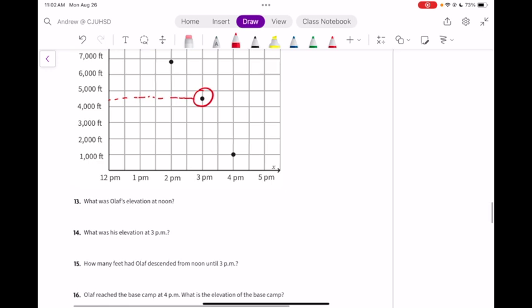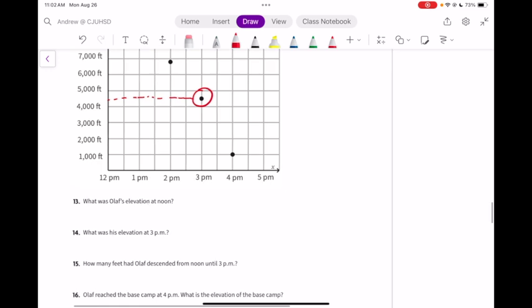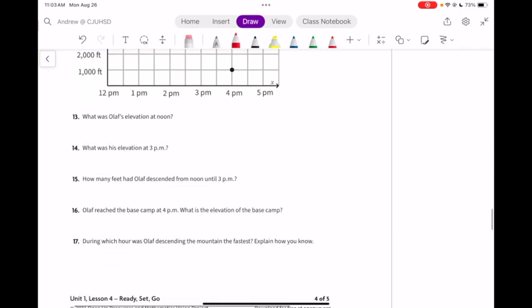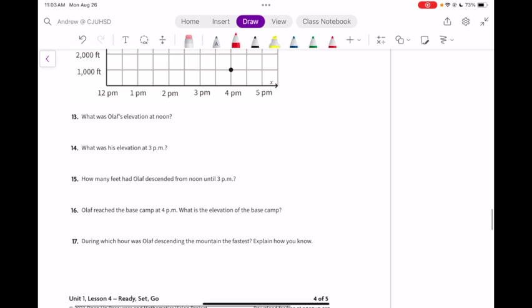How many feet had Olaf descended from noon until 3 p.m.? That would have been a total of 4,500 feet. The same as his elevation. So basically, it's because he went halfway. Olaf reached the base camp at 4 p.m. What is the elevation of the base camp? Find the dot, find the number 4 p.m., and then just read directly to the left. 1,000 feet.